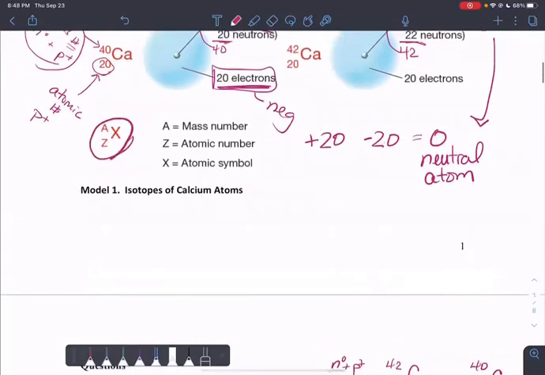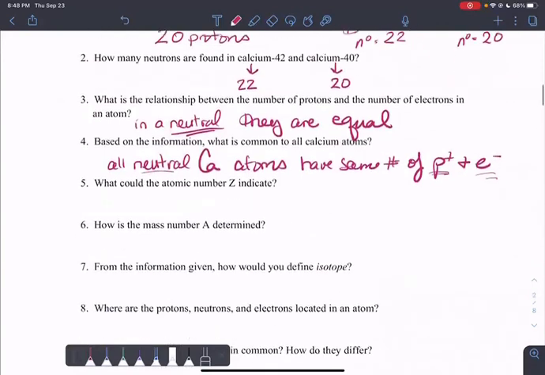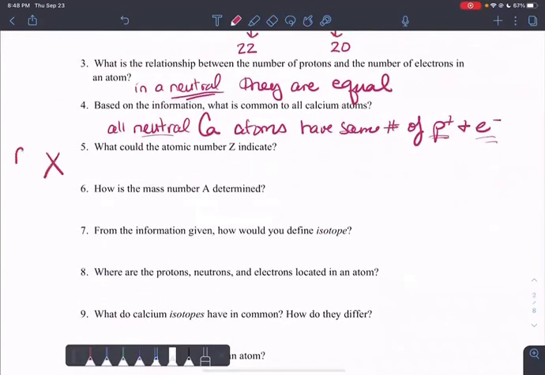Okay, what could the atomic number Z indicate? So here I'll put that over here, X, and then it was A and Z. And I tend to put that little thing in the Z. So what could the atomic number Z indicate? So Z is equal to, it's the bottom number, the atomic number, right? And we said, what is the atomic number? The atomic number is our number of protons.